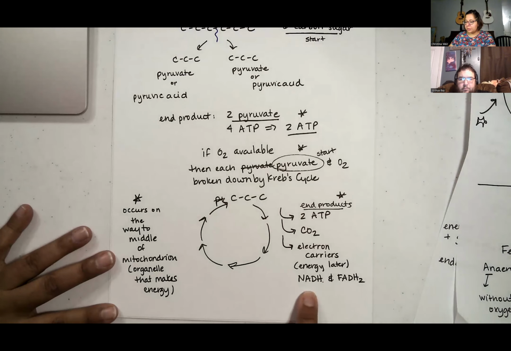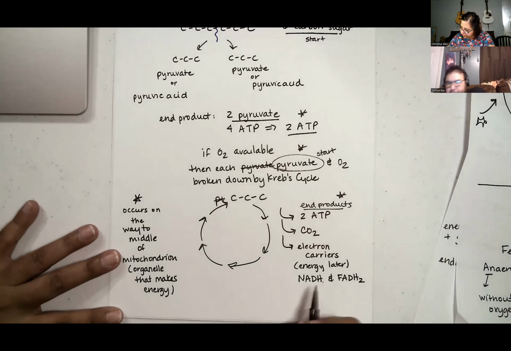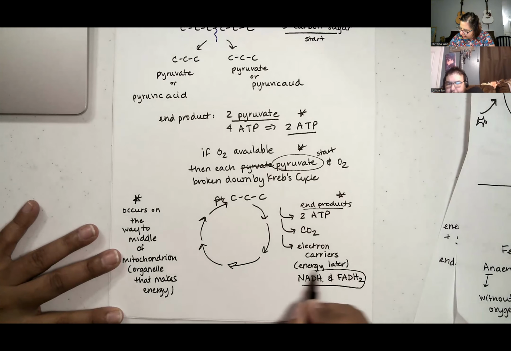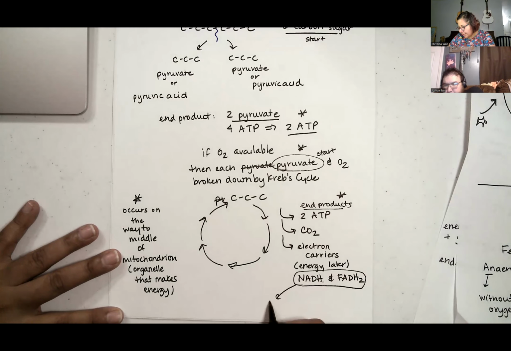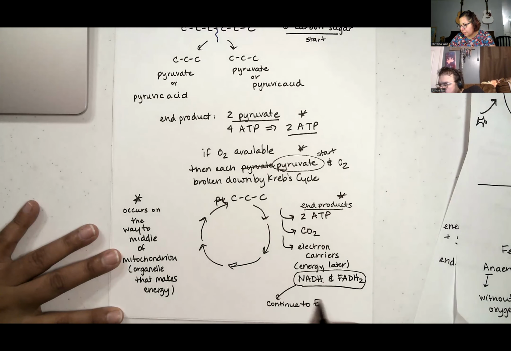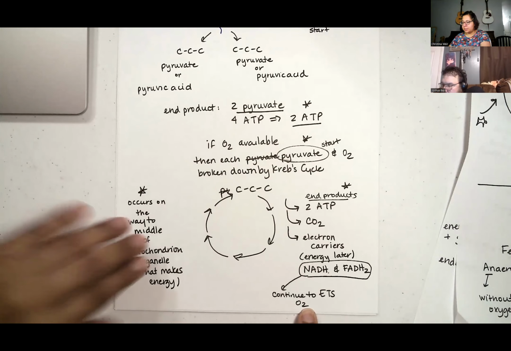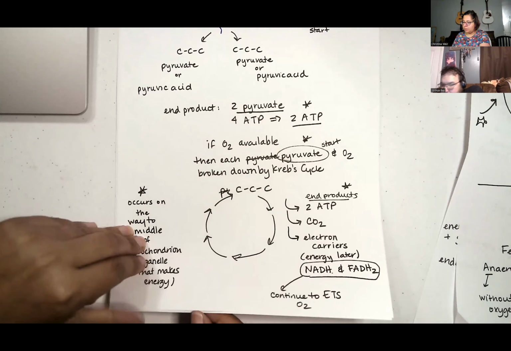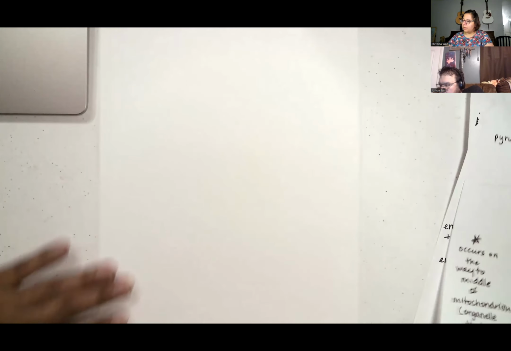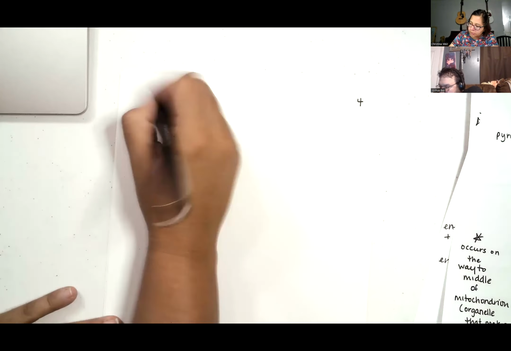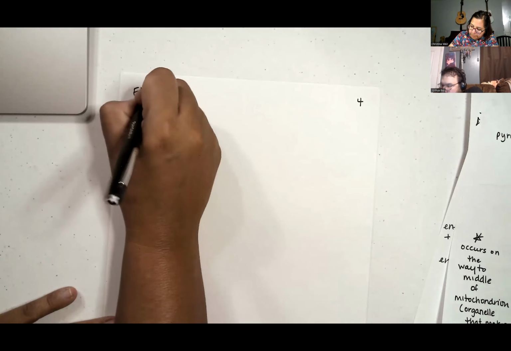So what's going to be used in the next step is these guys are going to continue to the electron transport system. They're also going to take with them, in a sense, the available oxygen, because now this is where it's really going to become important. So the electron transport system.